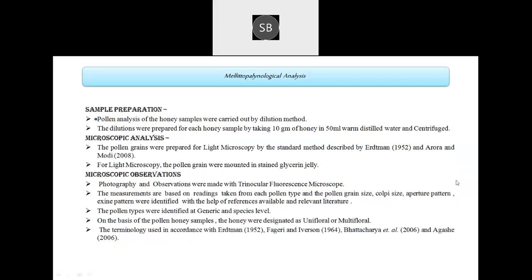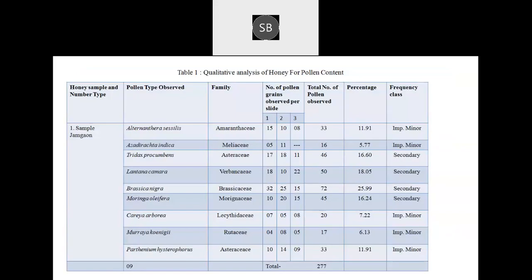Okay, melissopalynological analysis includes sample preparation by the dilution method, where 10 gram of honey sample was diluted with 50 ml of warm water, followed by centrifugation, and the supernatant was discarded and pellets were stored in 70% alcohol for further use. Microscopical analysis was done by light microscopy, where pollen grains were mounted in stained glycerin jelly, followed by microscopic observations. Photography and observations were made with a trinocular fluorescence microscope, and pollen grain size, aperture pattern, and exine pattern were all identified with the help of relevant literature available. The pollen types were identified at generic and species level, and on the basis of pollen in the honey sample, the honey was designated as belonging to multifloral type or unifloral type of honey.